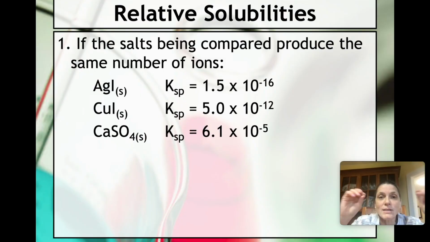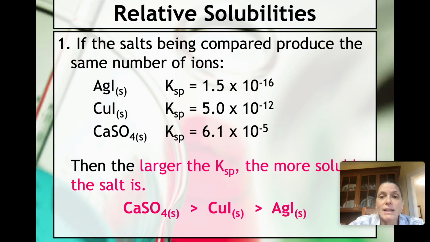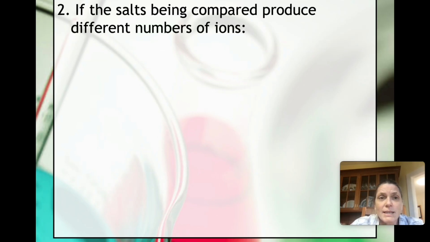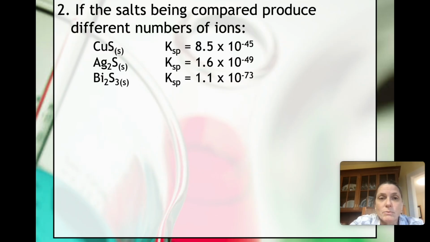So in this case, we can look at the Ksps and say with confidence that calcium sulfate is the most soluble, then copper iodide, and then last is silver iodide. If you have a situation like this, it makes the problem very easy. Now, where it gets complicated is when you have something like this, where it's not all the same number of ions.